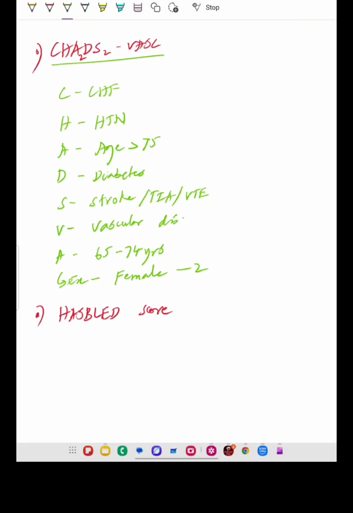So congestive heart failure has a score of 1, hypertension 1, age more than 75 has a score of 2, diabetes 1, stroke, prior TIA or venous thromboembolism has a score of 2, vascular disease 1, age 65 to 74 is 1, then female sex, that's not 2, it's 1. So here the only 2 factors that have a score of 2 will be your age more than 75 years and prior stroke, TIA or venous thromboembolism.